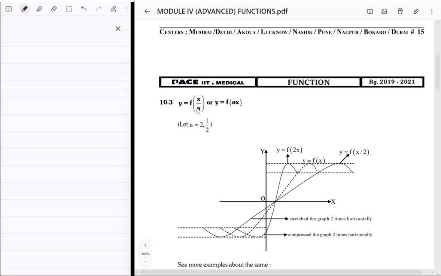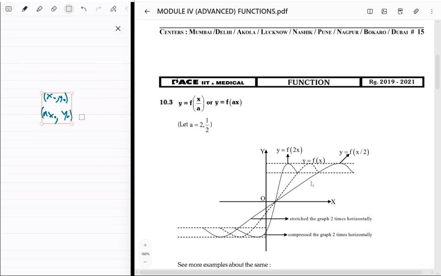Then x upon a. You had a point x naught, y naught. Now for f of x upon a, for the same y naught, you should actually have a times x naught as the point. So it actually stretches the function by a. And then f of ax compresses the function by a. Makes sense, right? So f of 2x compresses the function, while x upon a is the one that stretches it out horizontally. Okay, cool.